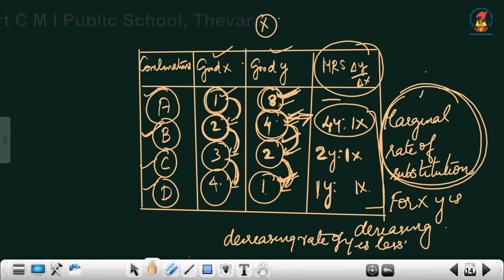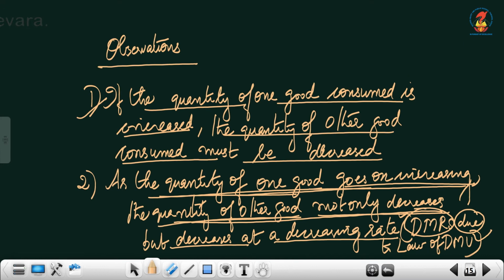That less sacrificing rate is known by the name diminishing marginal rate of substitution, DMRS. That is what is written here. As the quantity of one good, x, goes on increasing, the quantity of the other good, y, is not only decreasing, it is decreasing at a decreasing rate: from 8 to 4, 4 to 2, 2 to 1. This is DMRS, diminishing marginal rate of substitution.